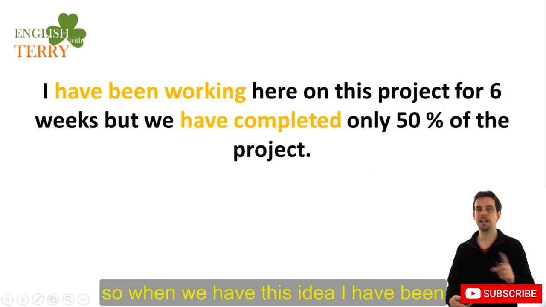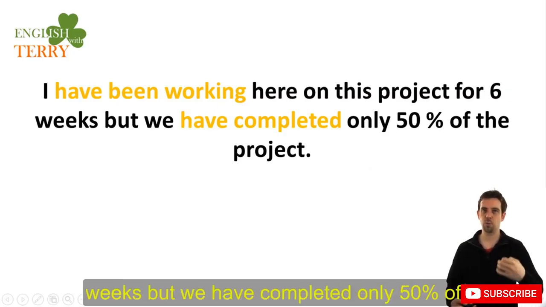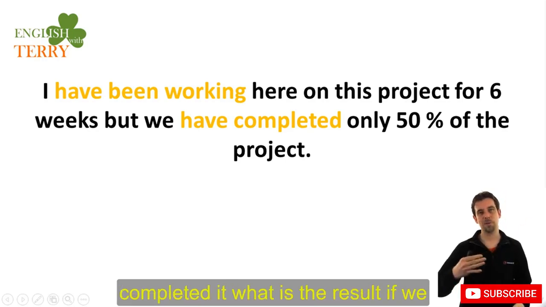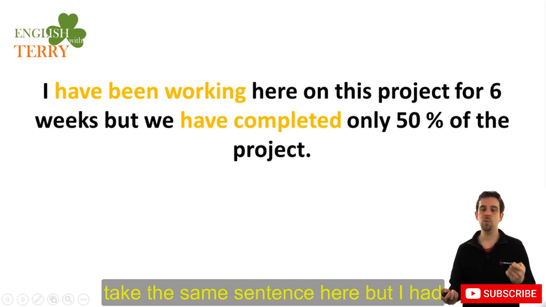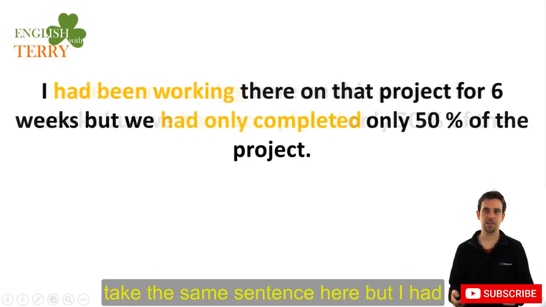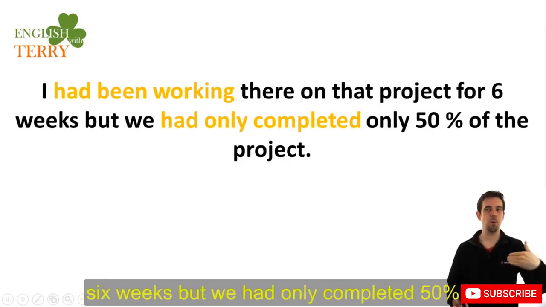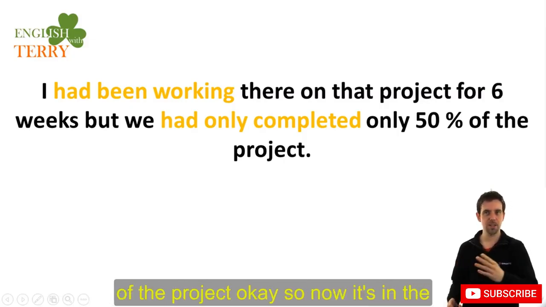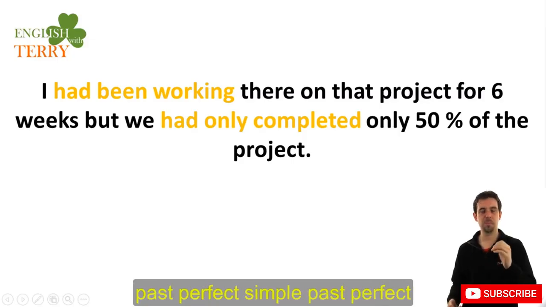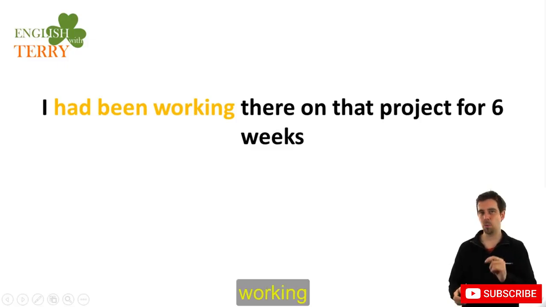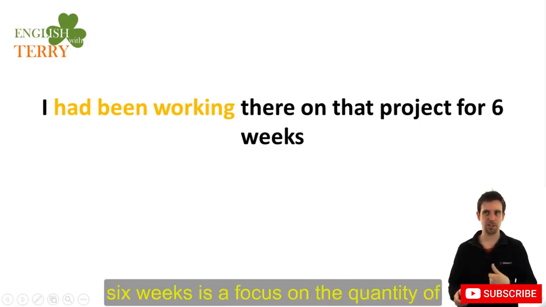So when we have this idea, I have been working here on this project for 6 weeks, but we have completed only 50% of the project. That I have been working here is about how long, and we have completed is what is the result. If we take the same sentence here, I had been working there on that project for 6 weeks, but we had only completed 50% of the project, okay? So now it's in the past perfect simple, past perfect continuous, but let's just see that difference in meaning. It's not so different. If we look here, I had been working there on that project for 6 weeks.